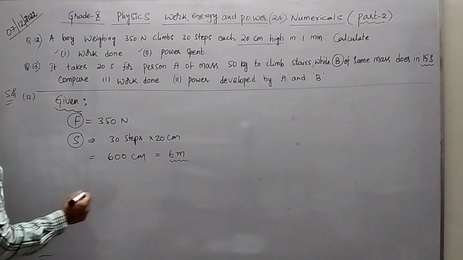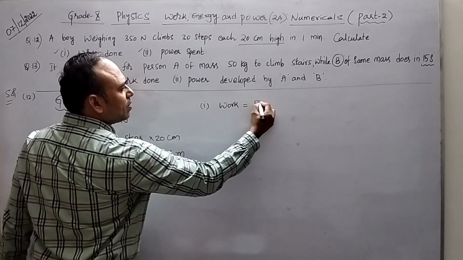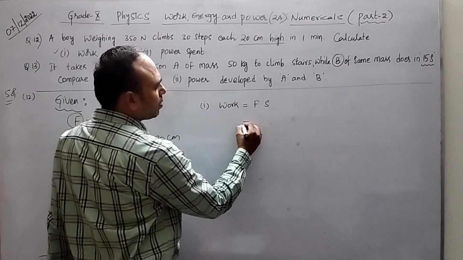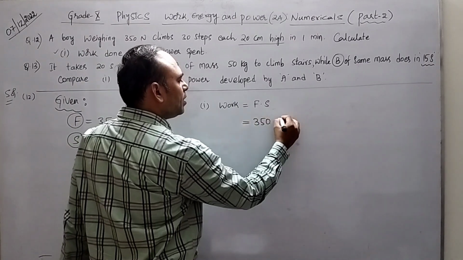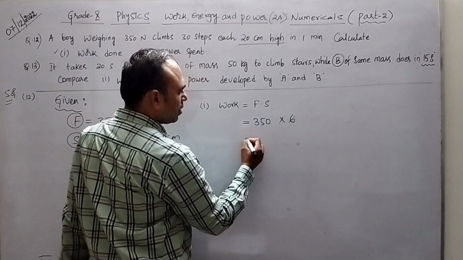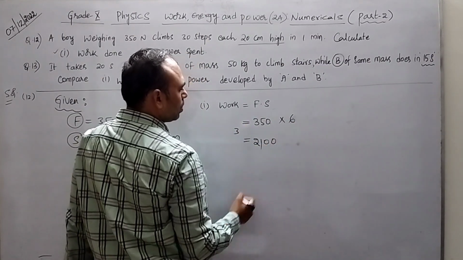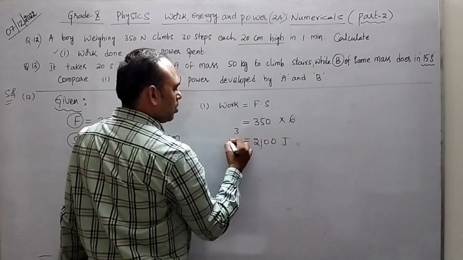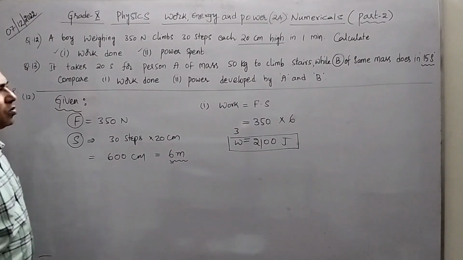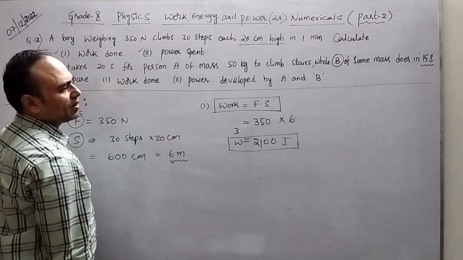After that, how to calculate work? We know the formula. Work done is equal to force into displacement. What is force? 350 Newton. And what is the displacement? 6 meters. Hence we can write like this. So work is 2100 joule. Using the formula W is equal to force into displacement, we got the answer.